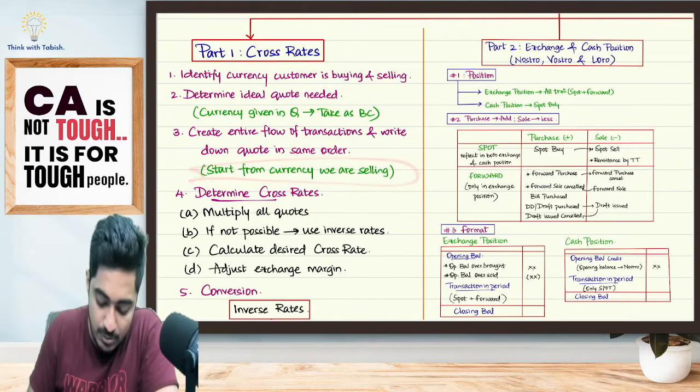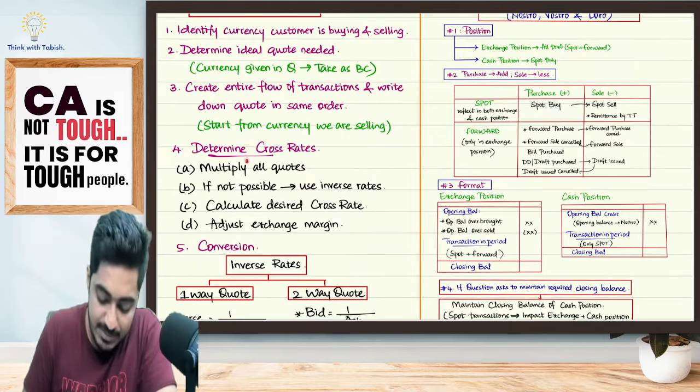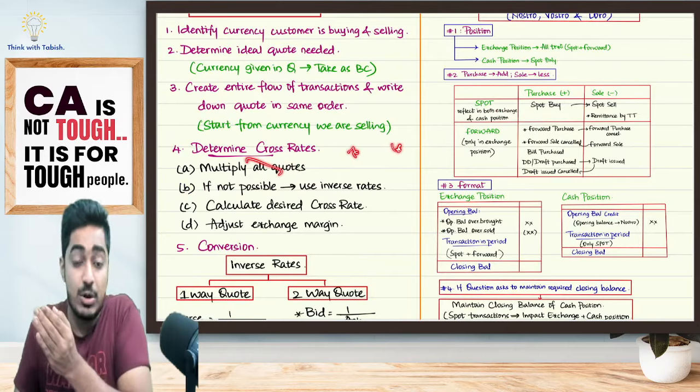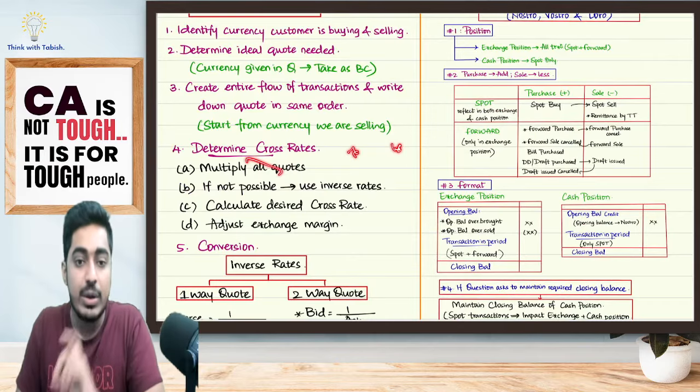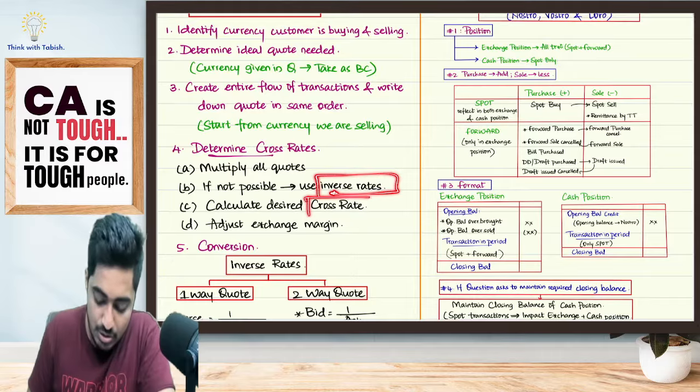Once you have created that flow, based on that, determine your cross rate. How do you determine your cross rate? First try multiplying all the quotes available in the same order. If you cannot multiply, try using your inverse rate. Using that, you will get your cross rate.